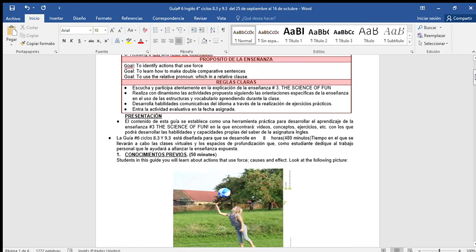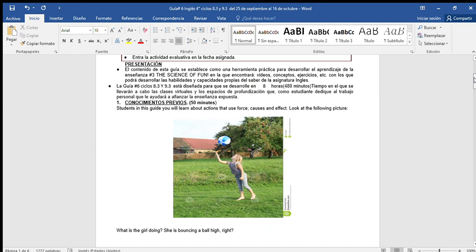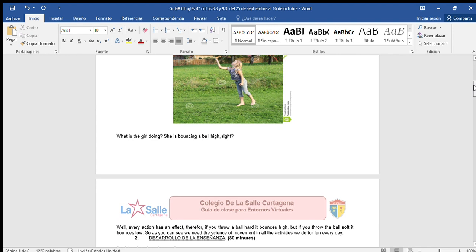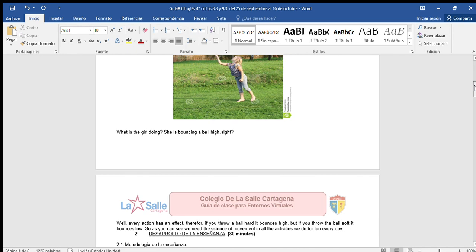I want you to look at this picture. What's the girl doing? Yeah, she's bouncing a ball high, right? Well, every action has an effect. Therefore, if you throw a ball hard, it bounces high, but if you throw the ball soft, it bounces low. So as you can see, we need the science of movement in all the activities we do for fun every day.